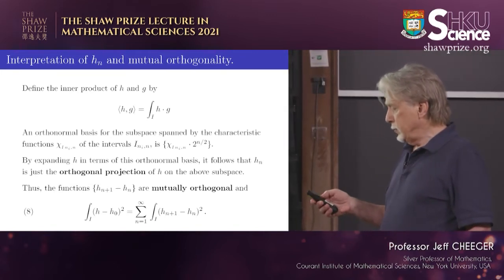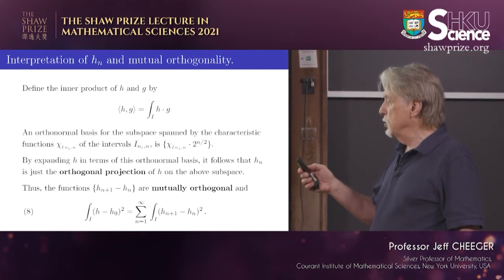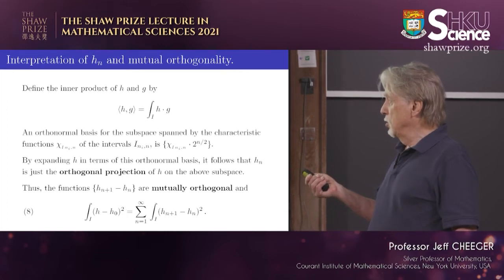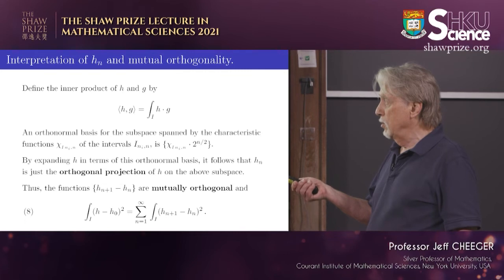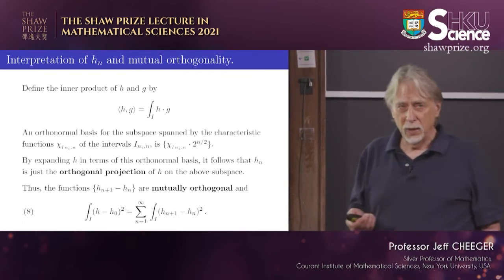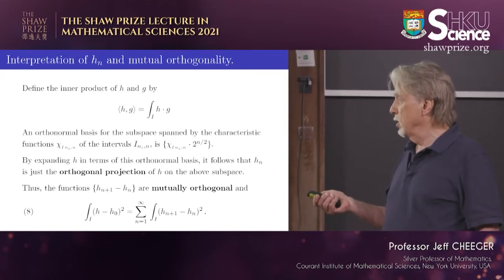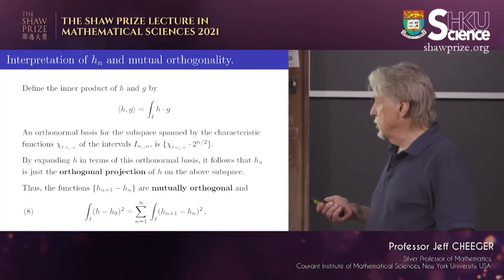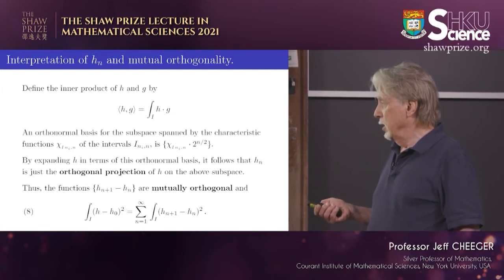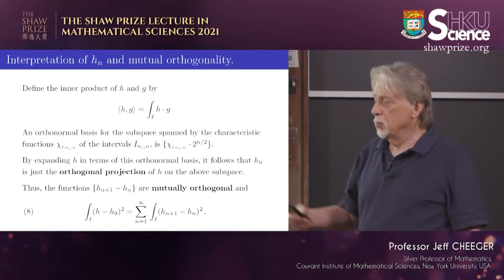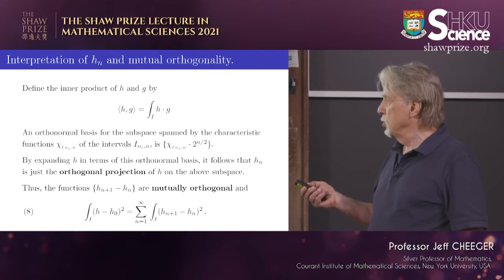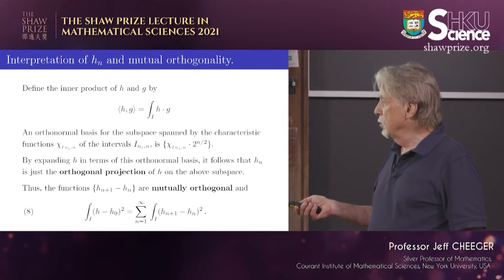Because of this remark about these things forming a basis when suitably normalized, if I expand H in terms of this orthonormal basis, I see that what I called H sub n is just the orthogonal projection of the original function H on the subspace spanned by these characteristic functions of the dyadic intervals of level n. Okay. And therefore, by linear algebra, it follows that the differences are mutually orthogonal, right? Since this is a sequence of orthogonal projections on a growing family of subspaces. Okay. And from that, we get the basic relation that the norm squared of H minus H naught is the sum of the norms of these orthogonal projections, which is what I've written here. So this is just by linear algebra because these functions, I'll go back, were orthonormal.